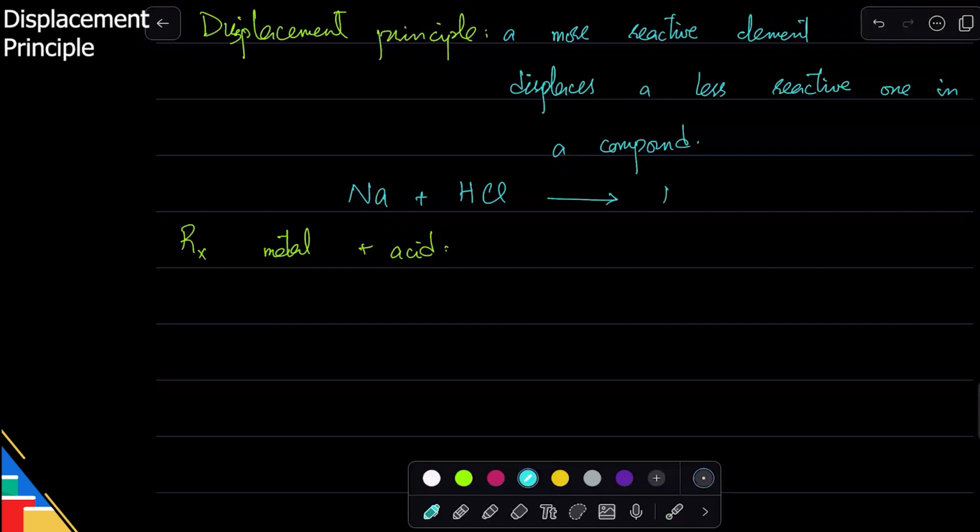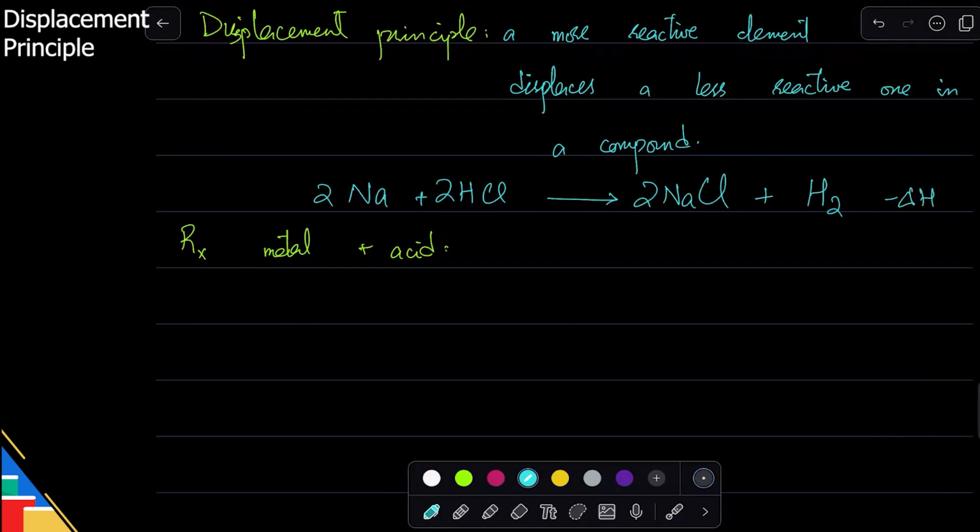Hydrogen is in a compound, sodium is outwards as a reactive metal, so it will simply displace it. So we will get sodium chloride because sodium will come in its place. And so hydrogen will go out as hydrogen gas, we will balance the equation, and everybody is happy with this reaction. And it releases a lot of energy. This is an exothermic reaction.